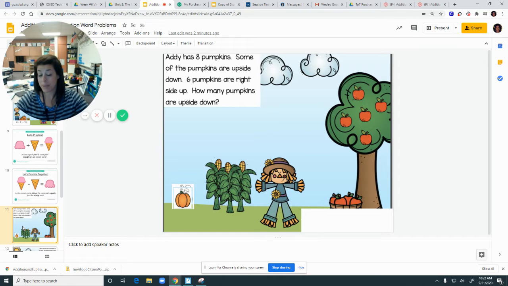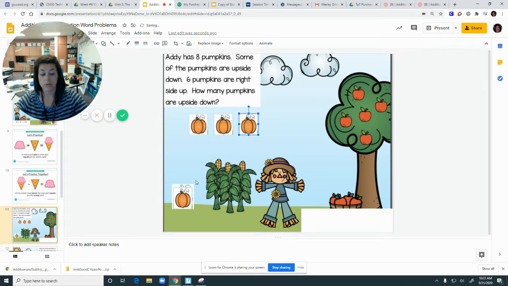Addie had 8 pumpkins. And remember, we always read the whole story first before we ever begin drawing. So Addie has 8 pumpkins. Some of the pumpkins are upside down. 6 pumpkins are right side up. How many pumpkins are upside down? Okay, we go back. How many pumpkins does Addie have? She has 8. So I'm going to put 8 pumpkins.